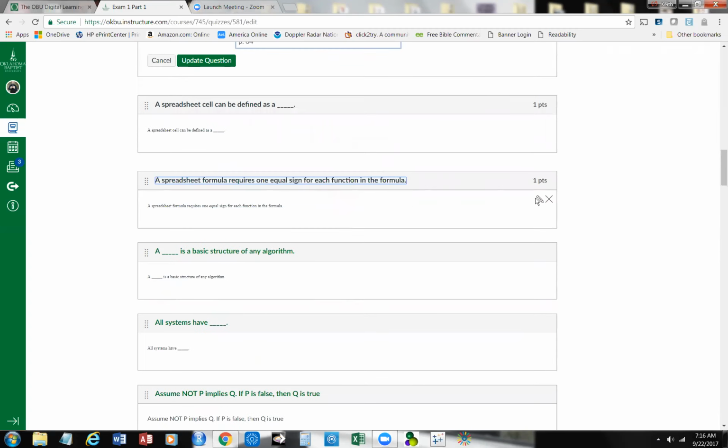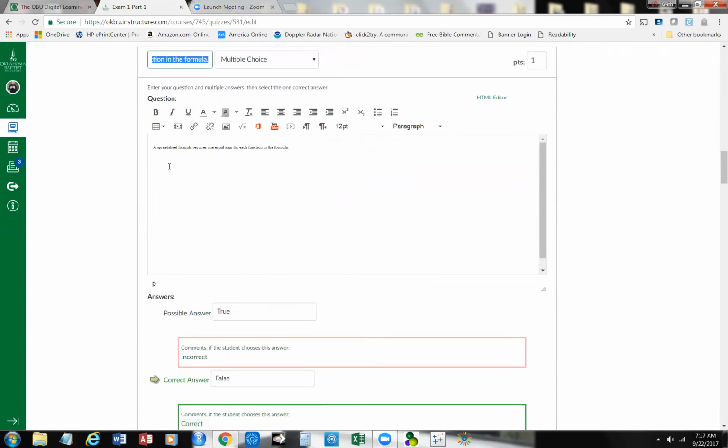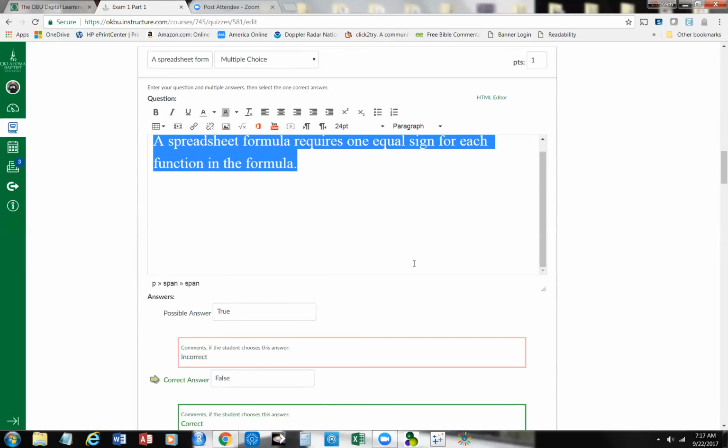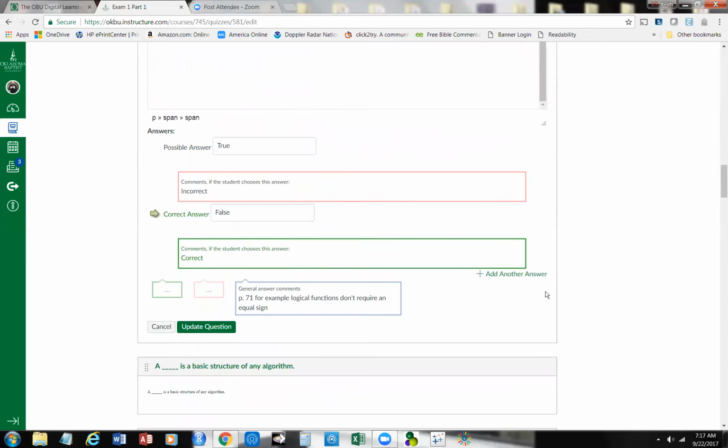Spreadsheet requires. Here's this next question, and we'll take the font, let's make it 24. So the spreadsheet formula requires one equal sign for each function. No, as when we did nested statements, I showed you from that first case number 3, we started with equal and if, and then you may have an and or an or, but you don't have to have one equal sign for each function. So that's false. Let's go to the next question.